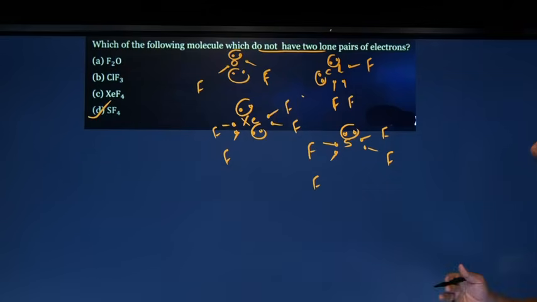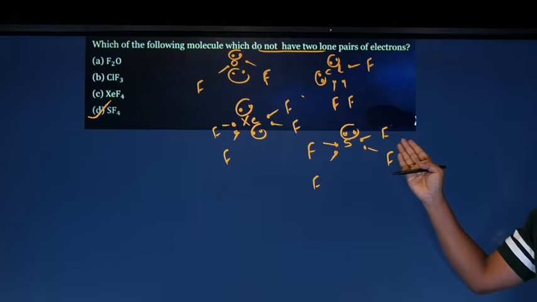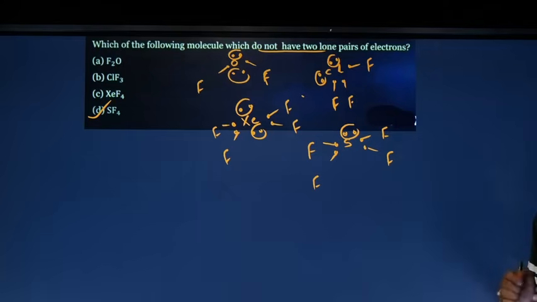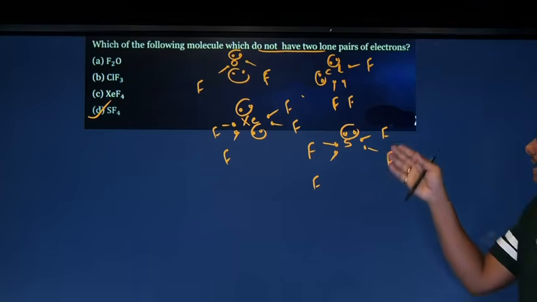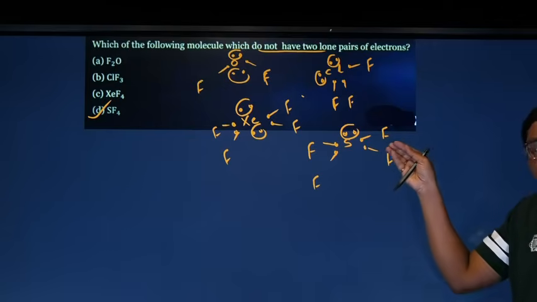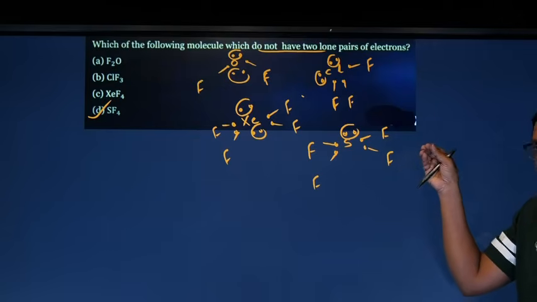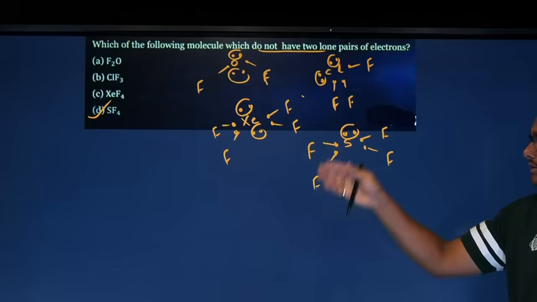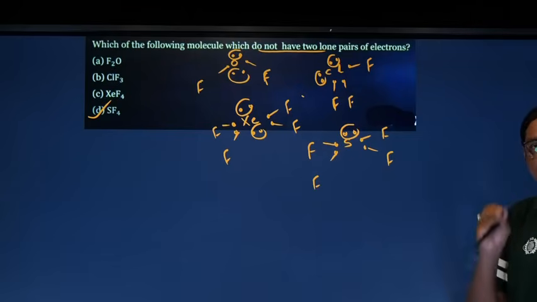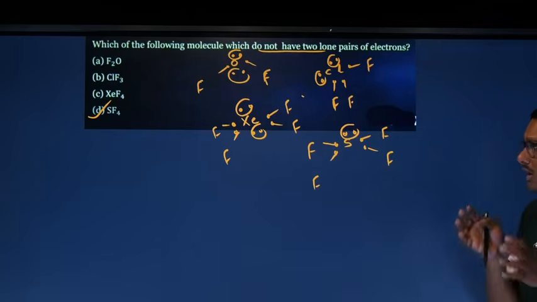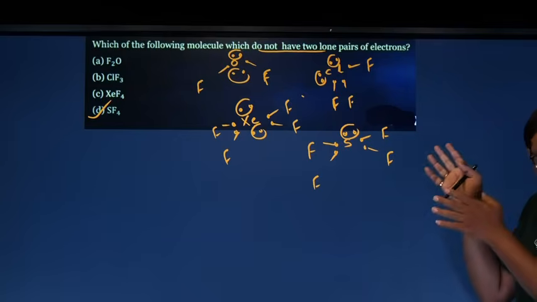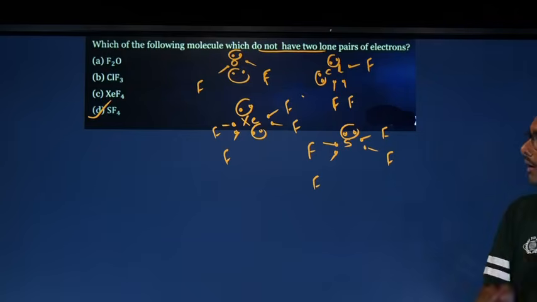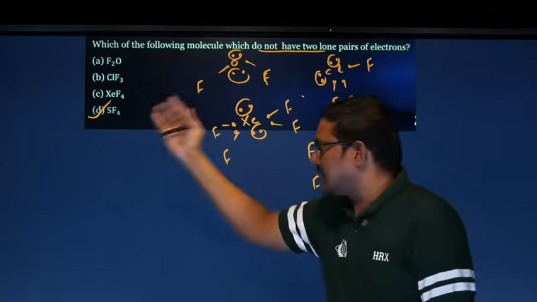So I repeat again, another extra information for you: SF4 has a dipole moment. If any question is asked about dipole moment, if any molecule has at least 1 lone pair at the central atom, that molecule has a dipole moment, except xenon tetrafluoride and xenon difluoride. All the molecules having at least 1 lone pair at the central atom have a dipole moment. Now in this question, the correct option is SF4.